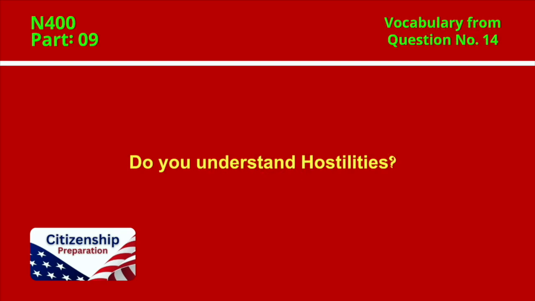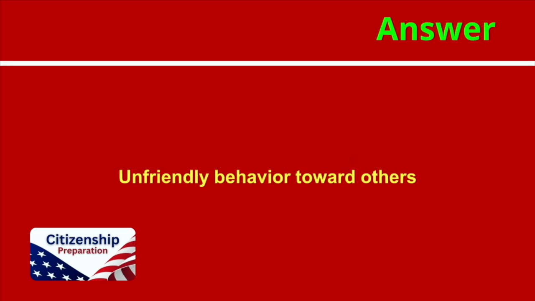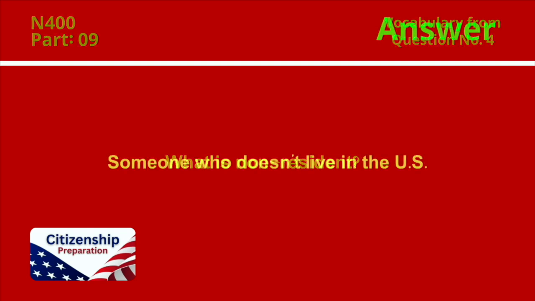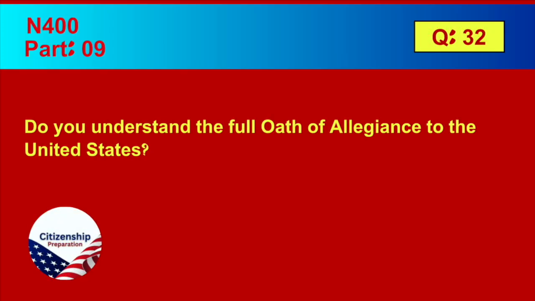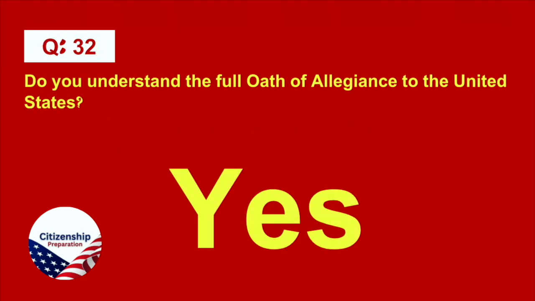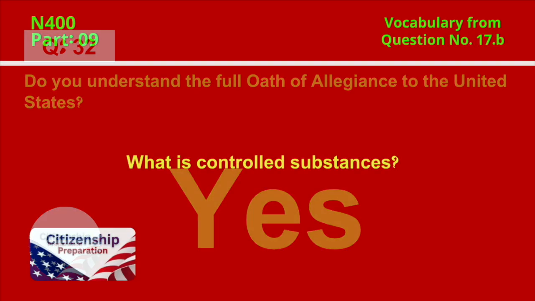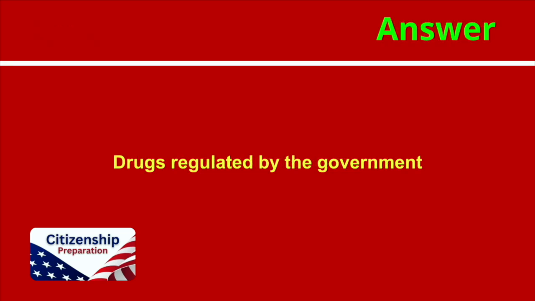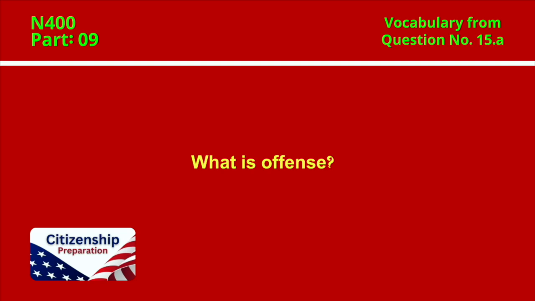Do you understand hostilities? Unfriendly behavior toward others. What is non-resident? Someone who doesn't live in the U.S. Do you understand the full oath of allegiance to the United States? Yes. What is controlled substances? Drugs regulated by the government. What is offense? Minor crime.